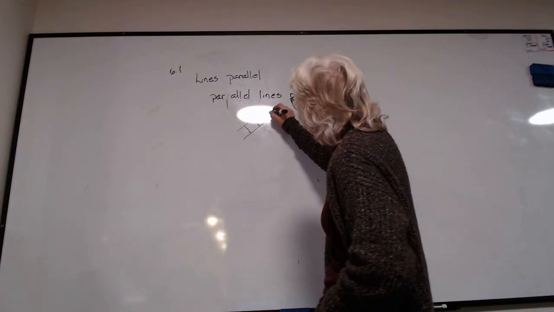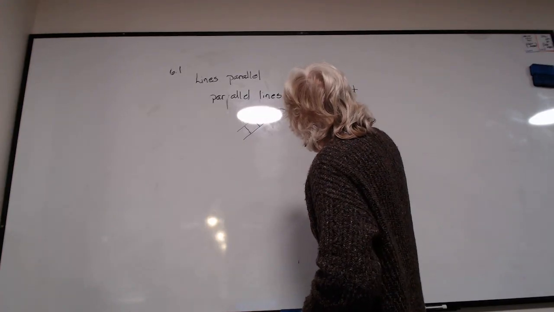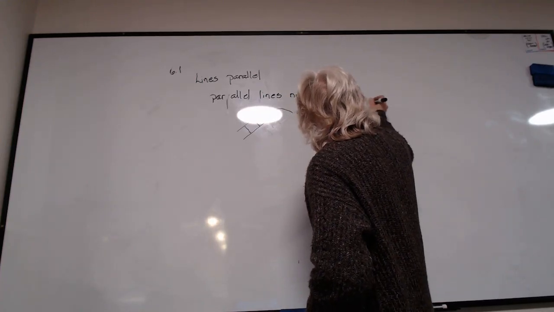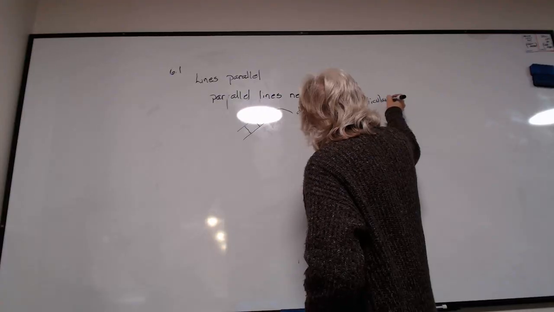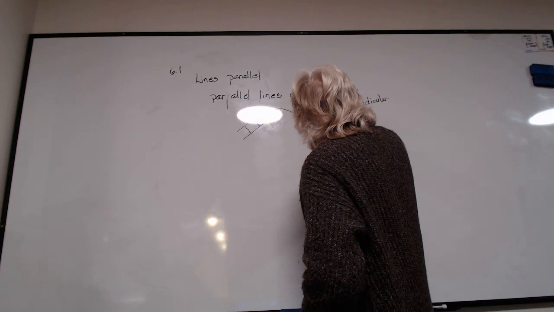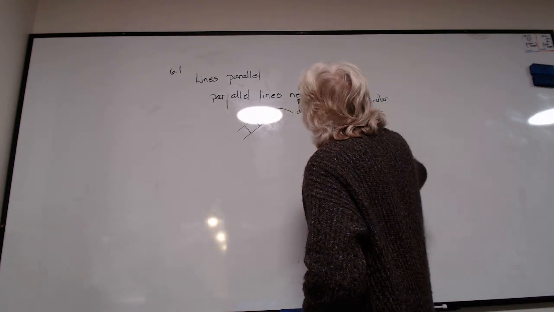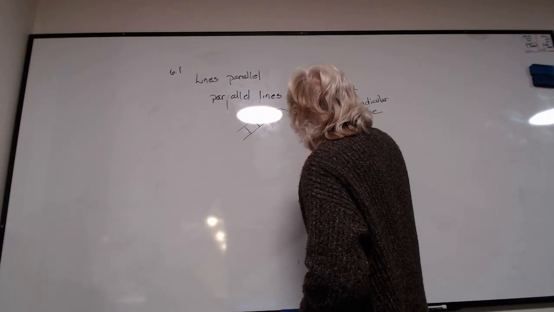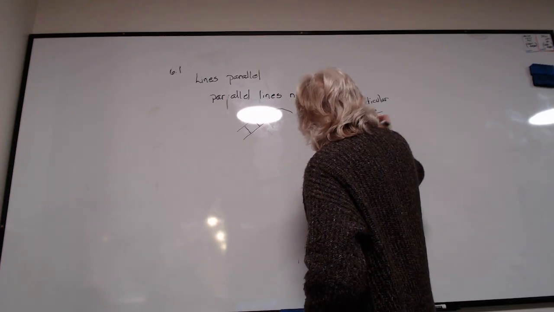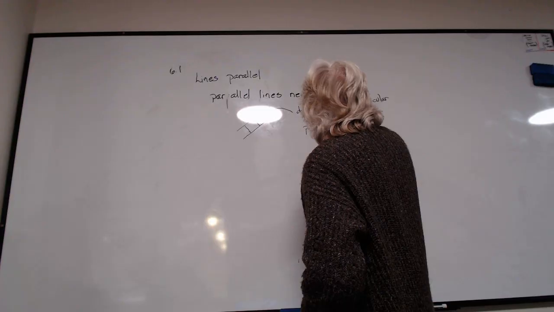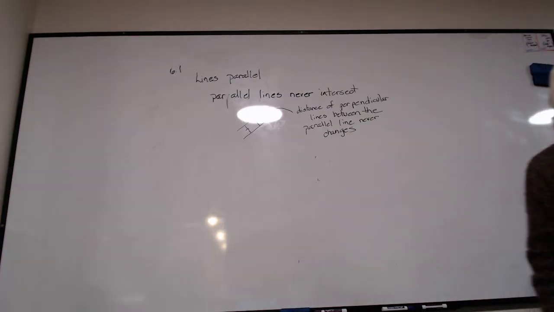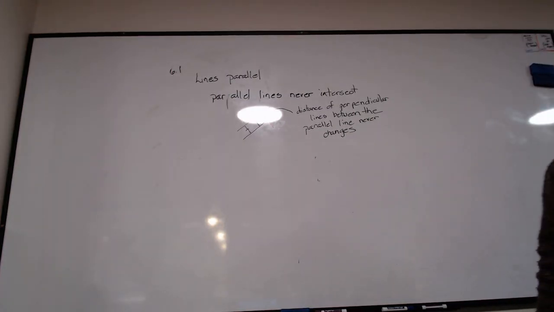Okay. So the distance of perpendicular lines between the parallel lines never changes. It's always the same, the distance in here is always going to be the same. So that's really what that's saying there, okay? So that's one way to look at parallel lines.